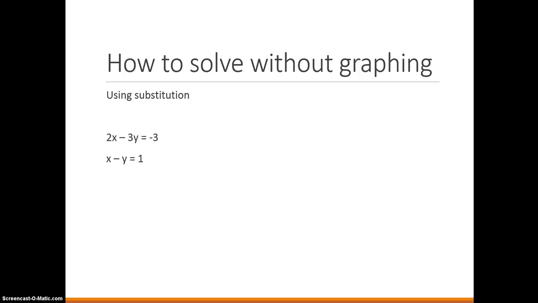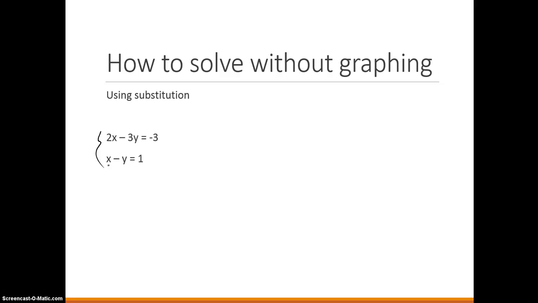How to solve systems of equations without graphing using substitution. We will do two examples together. The first one, we have a system that says 2x minus 3y is equal to negative 3, and x minus y is equal to 1. We will need to solve for both x and y. So we have two equations and two variables, so we can solve this.